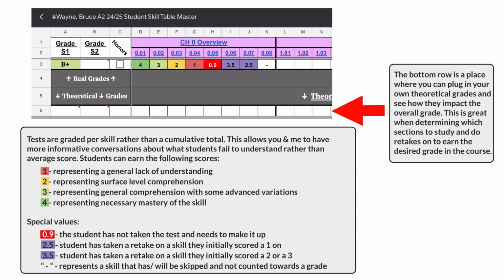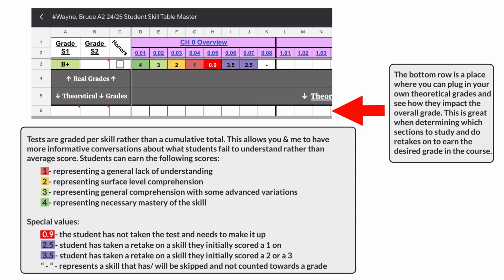A 2 represents surface level comprehension. They kind of know how to start the problem a little bit. They know how to go into it with a good bit of detail, but they're making a lot of arithmetic errors. They're making a lot of conceptual errors. They're missing key points and key content. A 3 can represent general comprehension with some advanced variation. So they'll know roughly what to do, but if I give them some nuance, some unique way of presenting the content, they might struggle in the details.